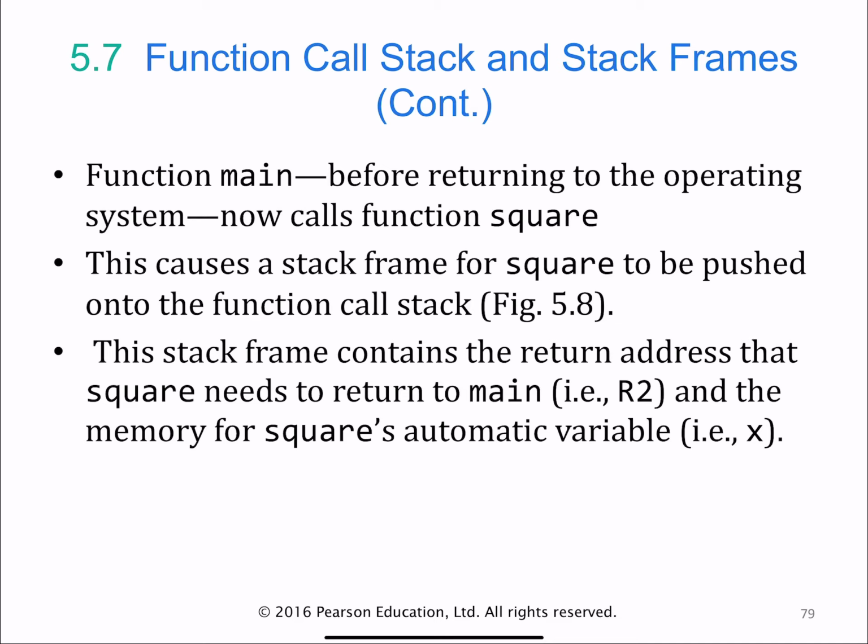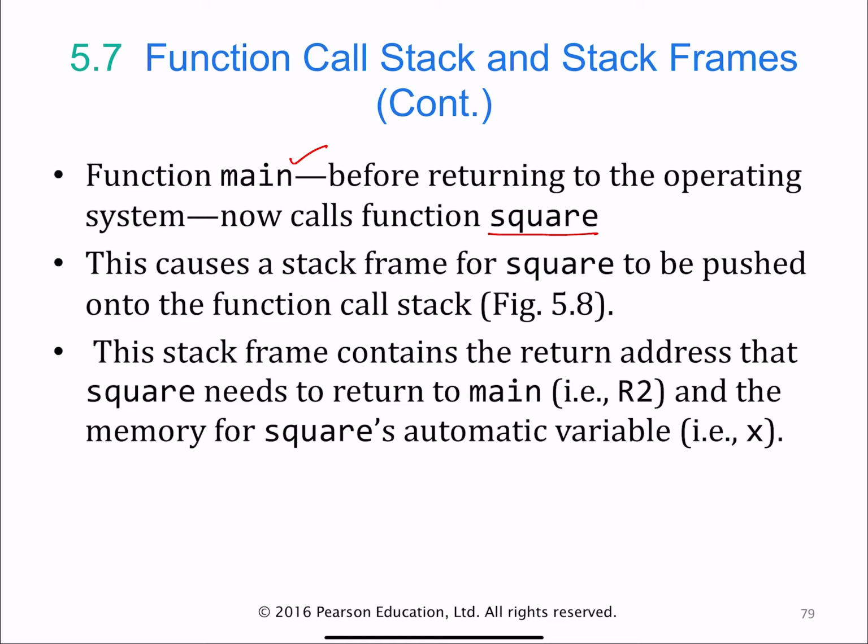So initially, main gets called from the OS from some location R1, and execution of the program begins in main. Integer variable a is defined, and then comes the printf statement, and inside of that the program calls the square function. So now we have two calls.